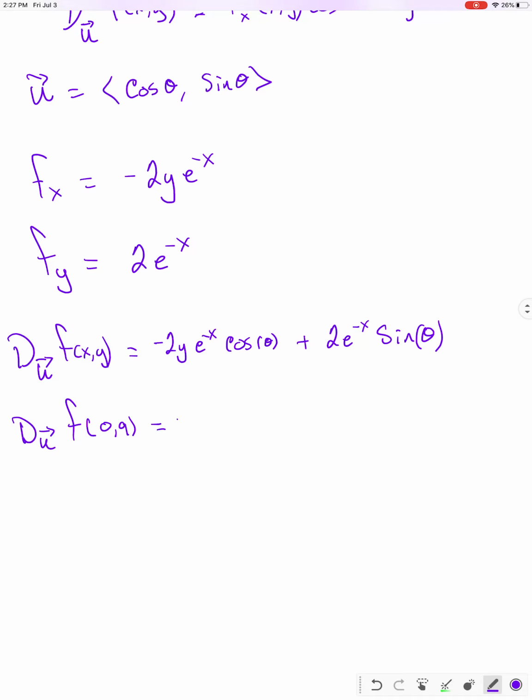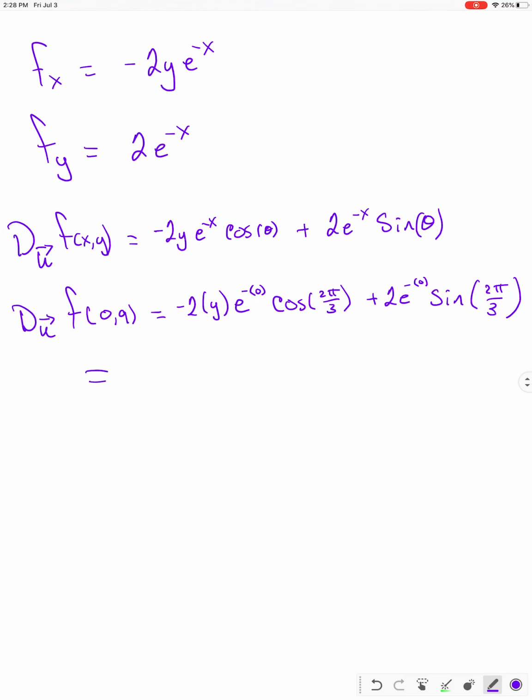So x is 0, y is 9, so negative 2 times y times e to the minus 0 times cosine of 2 pi over 3, plus 2 times e to the minus 0 times sine of 2 pi over 3. And then I simplify that. Oh, I accidentally wrote a y there, didn't I? So let me change that to a 9, because y is equal to 9 in this step.